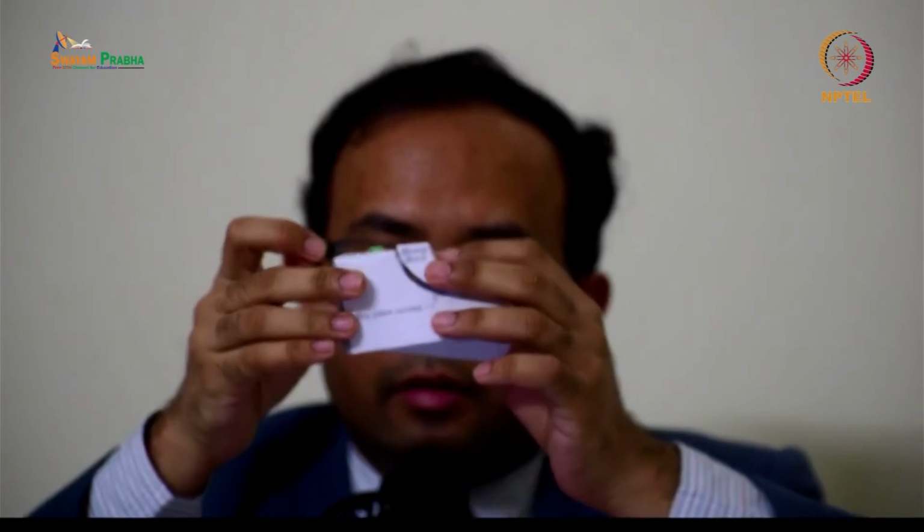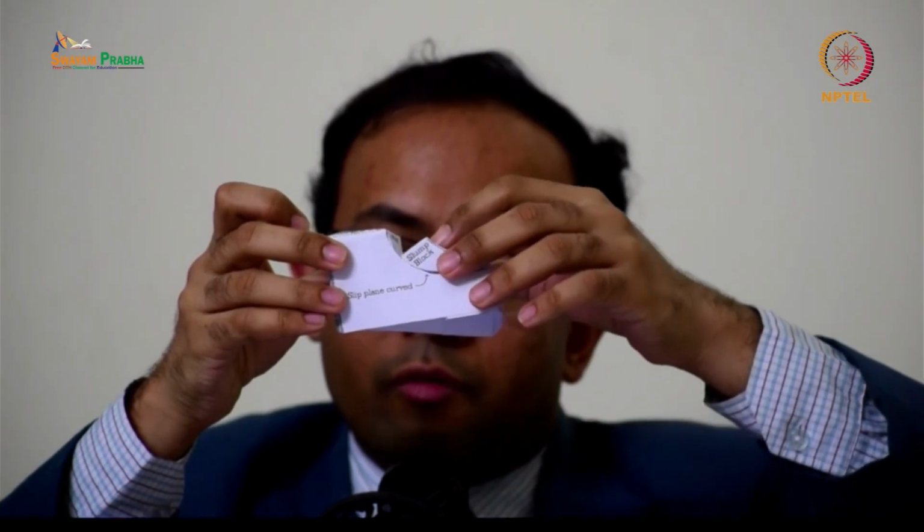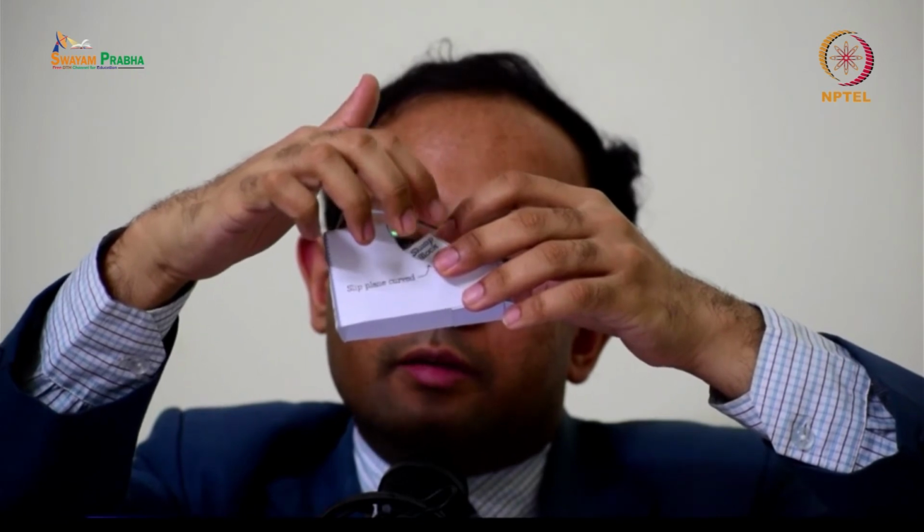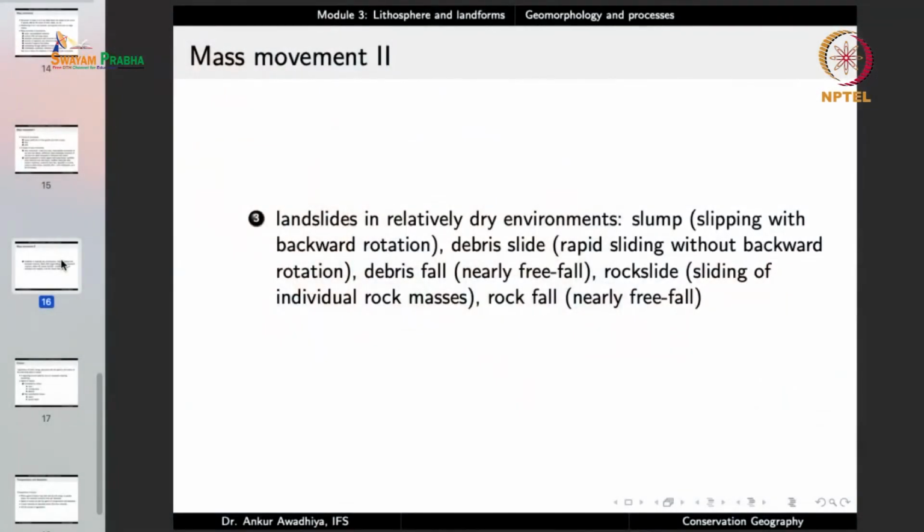So what happens in the case of a slump is that here you have a flat land. Now in the case of slump, this material goes down with a rotation. And so now this portion has come down, but it has also come down at an angle. So this is the angle that is created. So this is slump, which is slipping with a backward rotation.